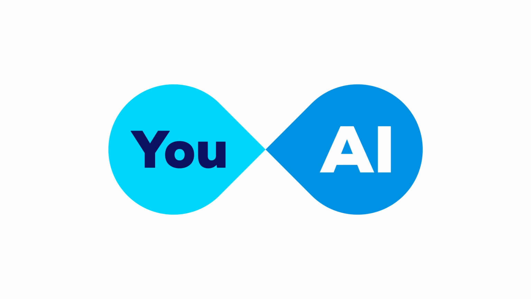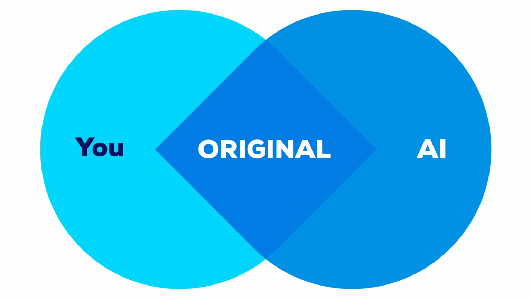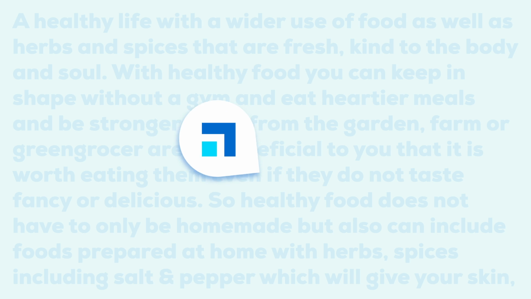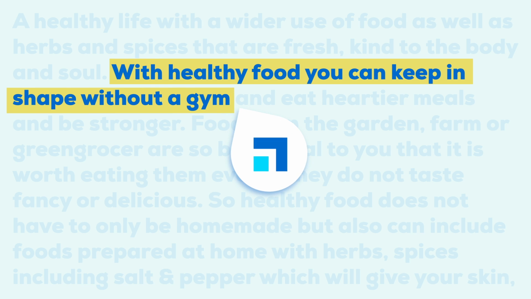When human mind combines with AI, it produces original, fast, and phenomenal content. Now, introducing the Scalenut Chrome extension, an easy-to-use AI-powered copywriter for all your content needs.